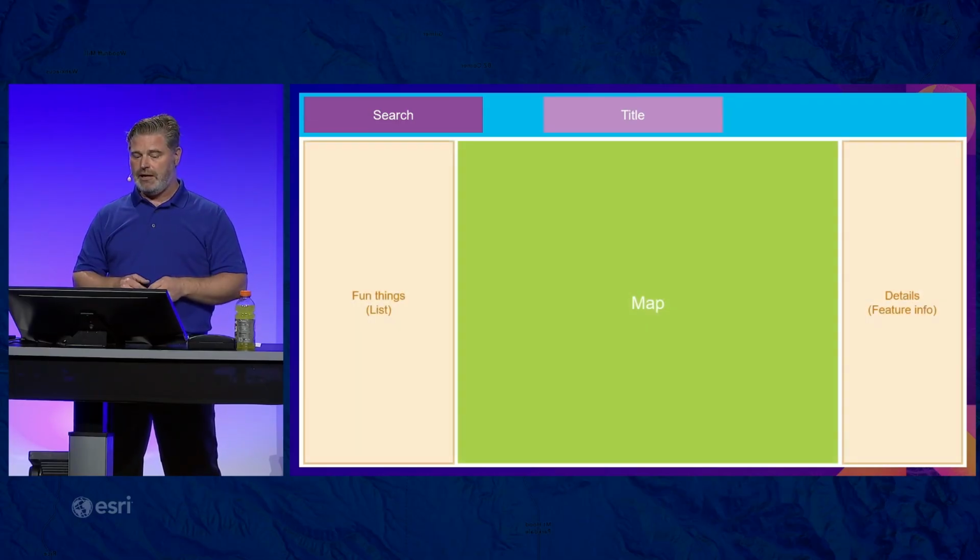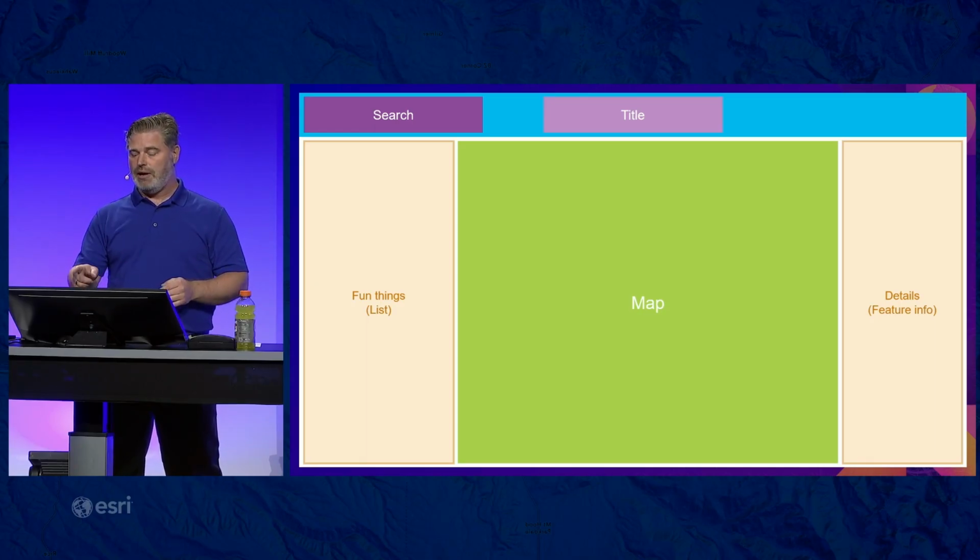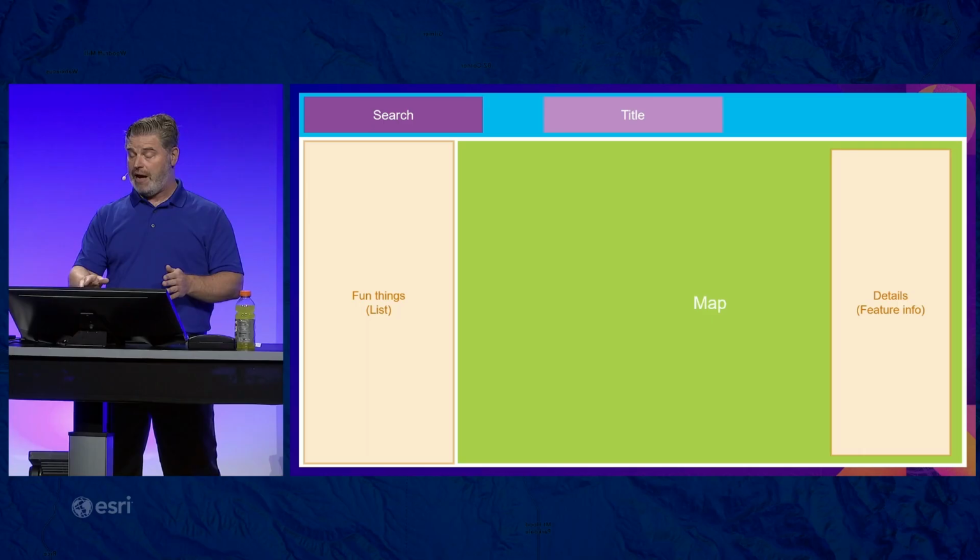And then the remaining canvas is really divided into the list of the fun things, the map, and the details, which is a feature info widget. And because we have a partial map layout, I want the map to take up the remaining space, and I put the details on top. And maybe I even make it dynamic, so when they click on the map, it slides out, and I have a button to close it.